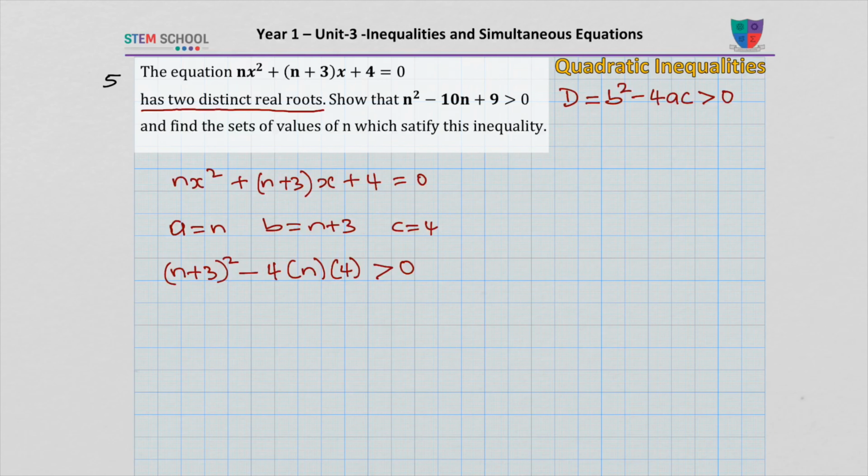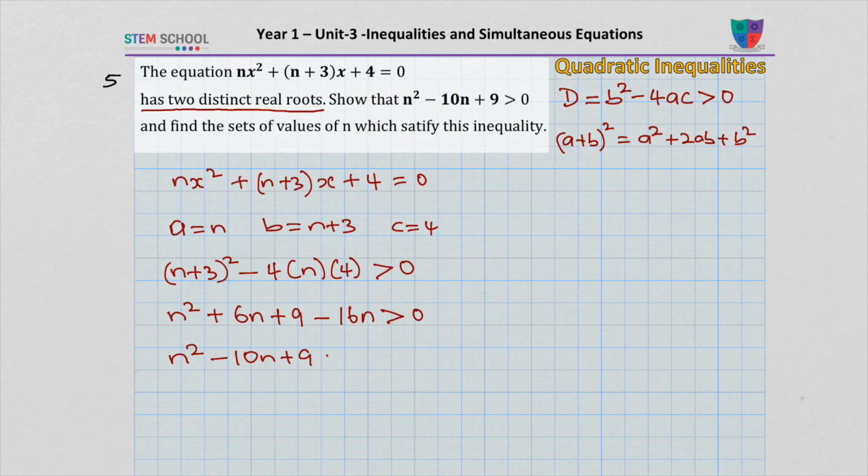I need to expand (n plus 3) squared. To do that, I know that (a plus b) squared is a squared plus 2ab plus b squared. A is n, b is 3, so I get n squared plus 6n, that's 2 times 3, plus 9, that's 3 squared, minus 16n greater than 0. Minus 4 times 4 times n is minus 16n. Now I need to simplify, so I get n squared minus 10n plus 9 greater than 0.